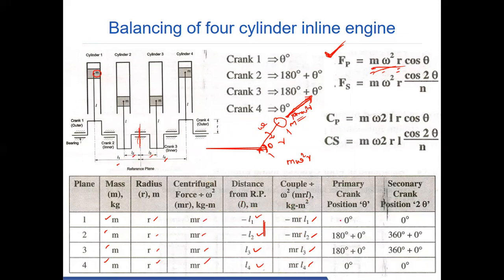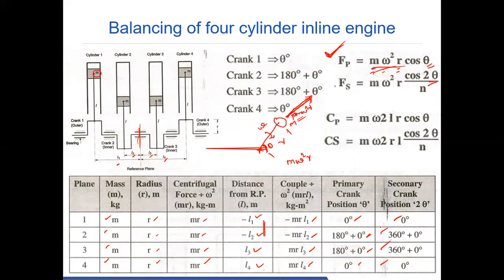If you see the angular position, the first is taken as horizontal, so it is 0. The second cylinder is 180, just opposite: 180 plus 0. Third also 180 plus 0. Fourth is again 0 degree. We told that in the case of primary force, if the angle is theta, for secondary it is 2 theta. So we are taking double the value. 2 into 0 is 0. 180 into 2 is 360. 180 into 2 is 360, again 0.